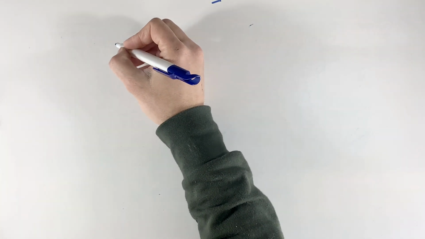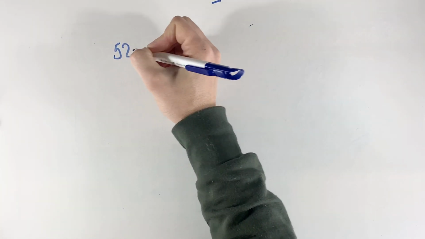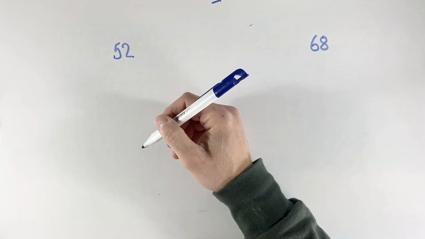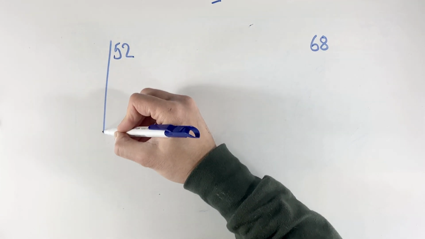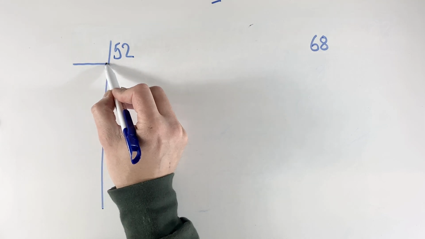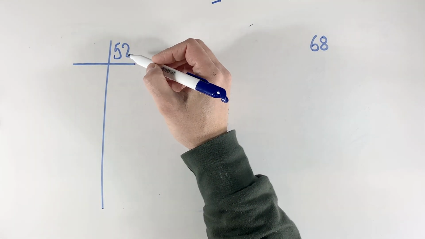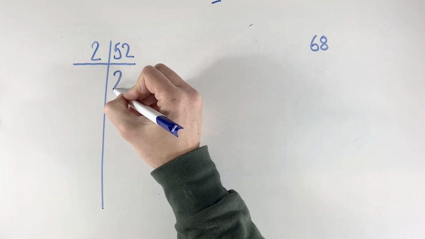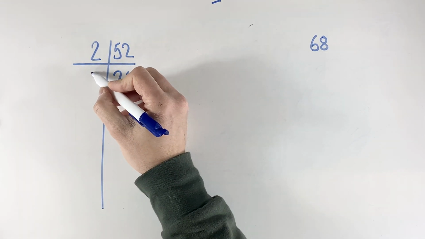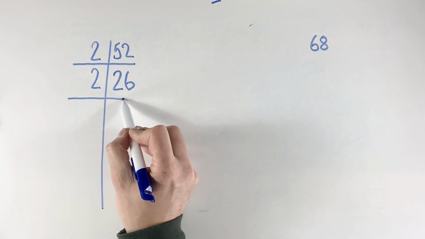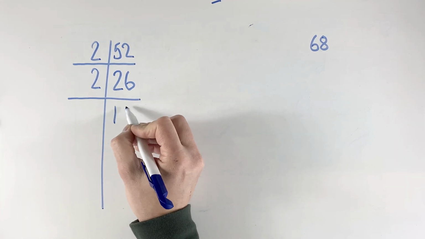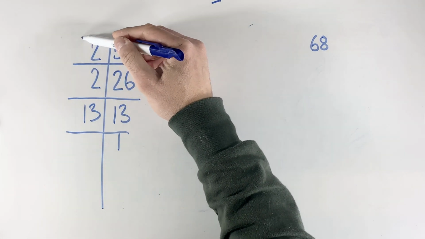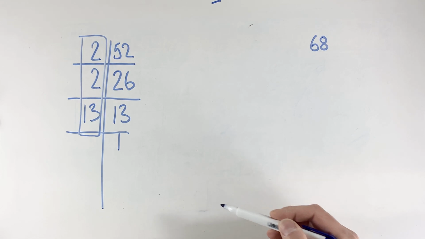Our next pair of numbers is 52 and 68. Okay. So here, instead of using the tree method, I'm going to be using the table method. It's just another method for prime factorization. So a prime factor of 52 will be 2. So we put the 2 there. 52 divided by 2 is 26. 26 has another prime factor. That's 2. 26 divided by 2 is 13. 13 divided by 13 is 1. So here on the left column, we have our prime factors for 52.